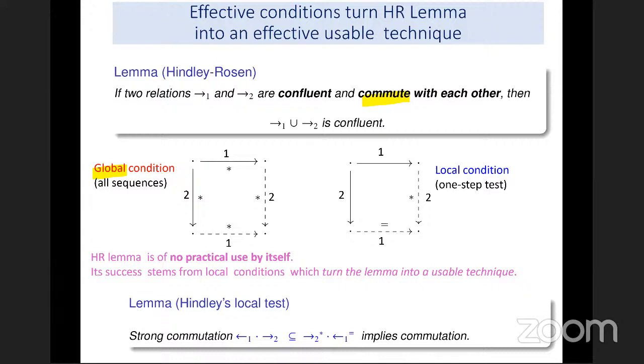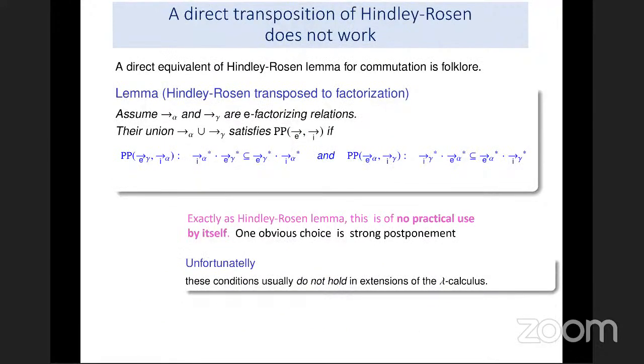And this is what turned the lemma into a usable technique. Virtually all the work we know using the Hindley-Rosen lemma in the literature proves commutation via Hindley's strong commutation, which is the local variant. One step is a test, something you can effectively check. And this is what does not work, because in principle you can transpose Hindley-Rosen to factorization, it is even folklore, but you again have a global condition.